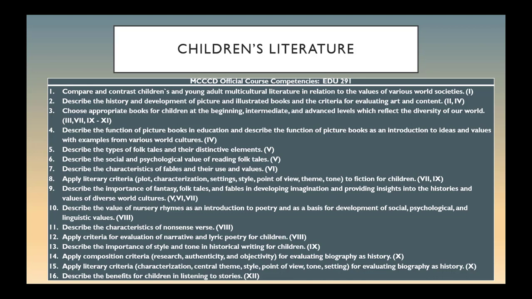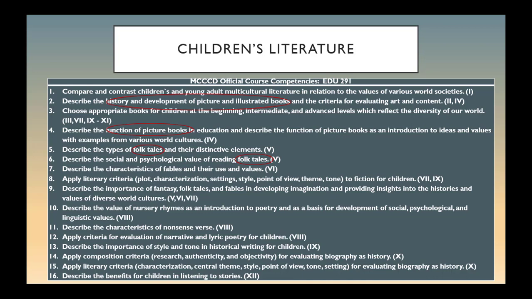So let's take a look at the children's literature course competencies that I use here in the Phoenix area. Now, as you look through these course competencies, find the major themes throughout. As you can see, there are 16 here that I need to cover in a 15-week period of time. So the first one that we look at is the history and development of picture and illustrated books. Another one is the function of picture books. Another one is folk tales. Again, here's another folk tale. So folk tales is kind of important.